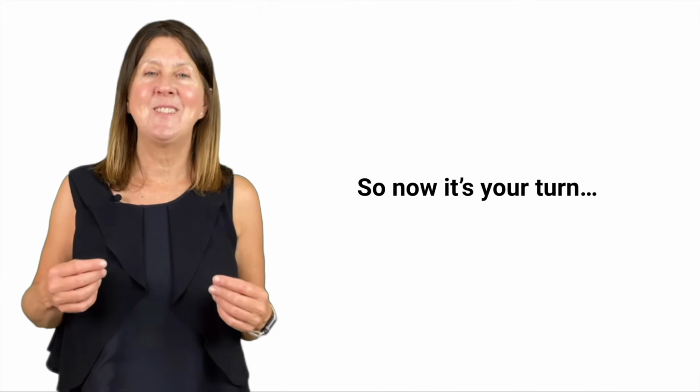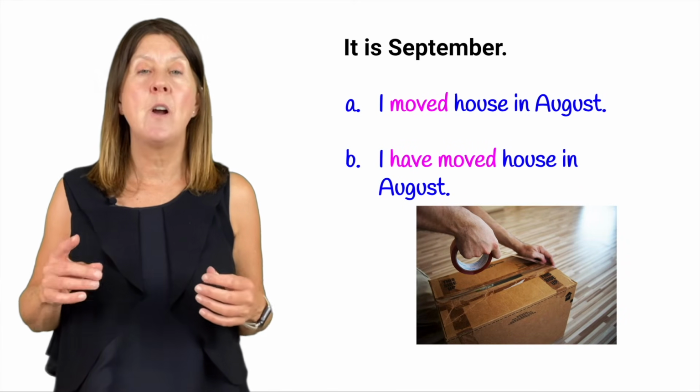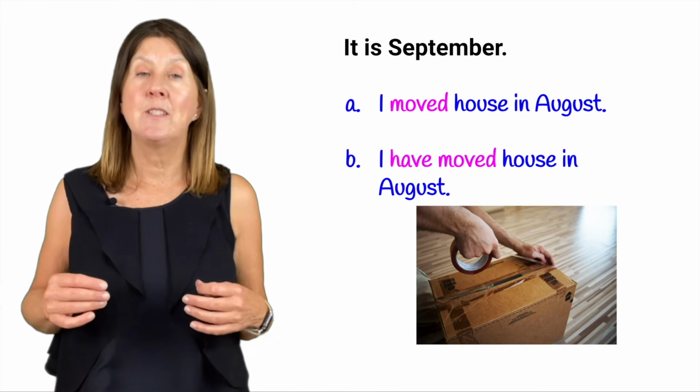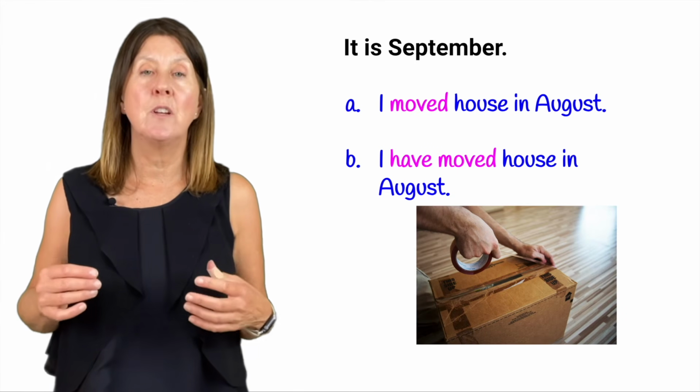Okay, so now it's your turn. It's September. Which sentence is correct and why? I moved house in August, or I have moved house in August.